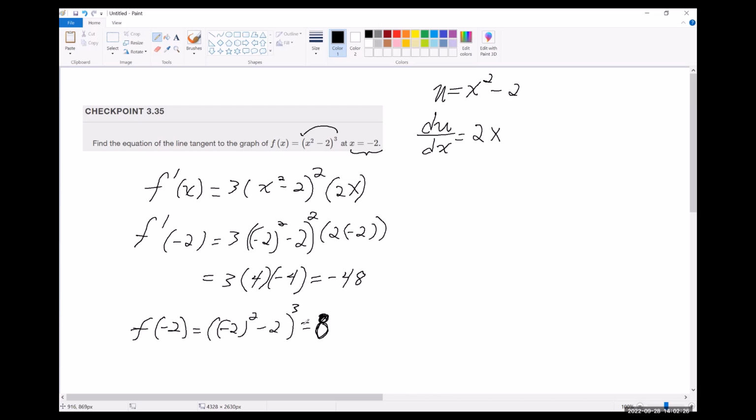All right. Why do I want that? Because I need this point. Because my go-to when they ask me for an equation of a line, my go-to is the point slope form.